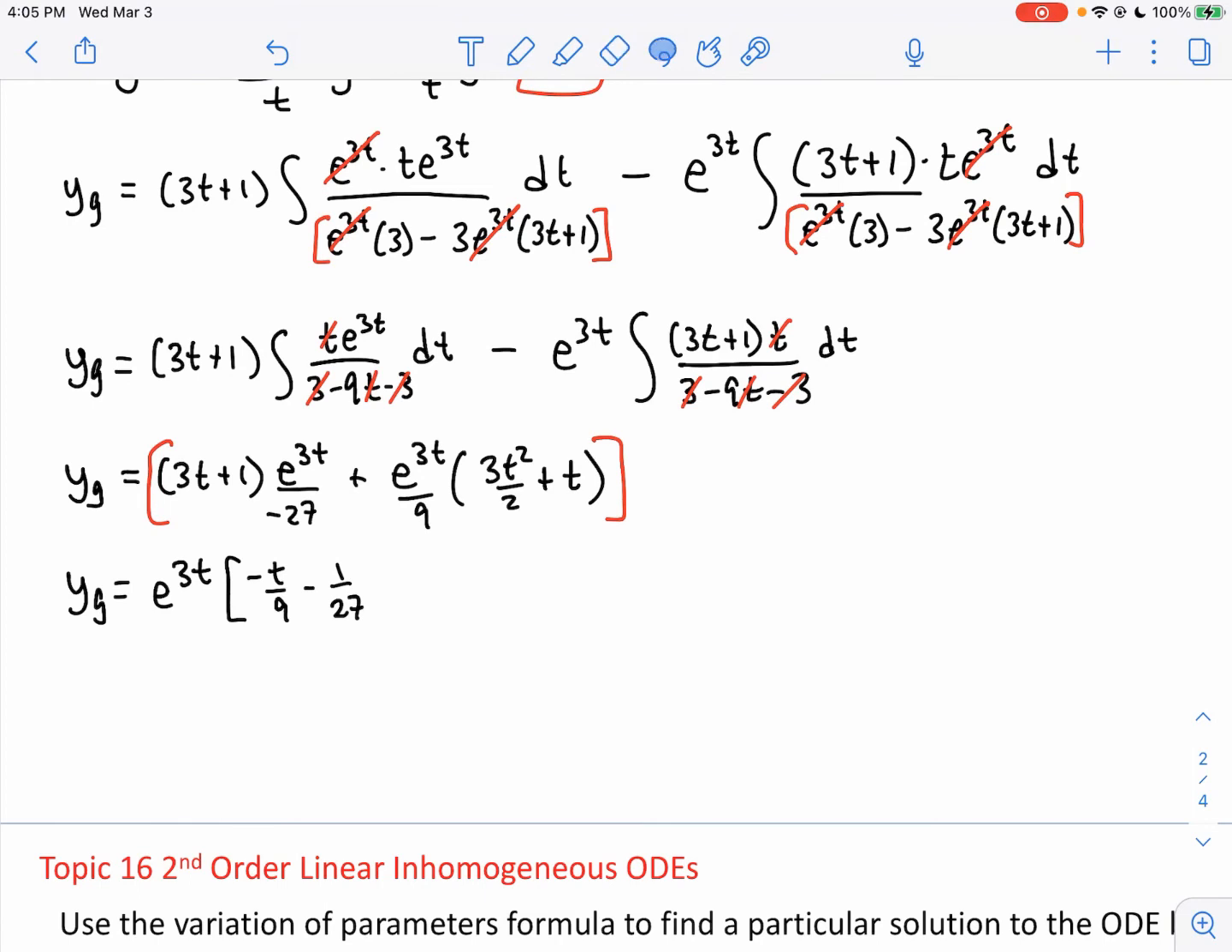And then over here, I'm going to distribute, you see the e to the 3t was factored out, so I'm going to distribute the 1/9 across these parentheses. That gives me plus t squared over 6 plus t/9. Okay. And notice, oh, this is convenient. The negative t/9 and positive t/9 cancel, leaving us t squared over 6, and this becomes our particular solution. So y sub g is equal to e to the 3t times t squared over 6 minus 1/27.